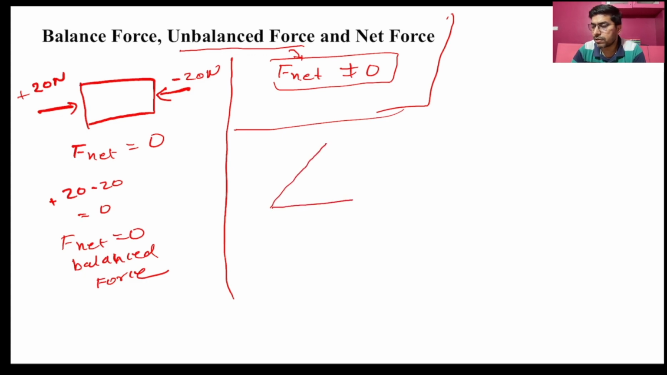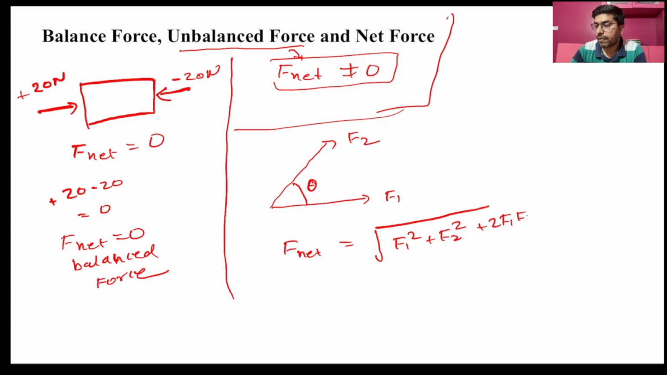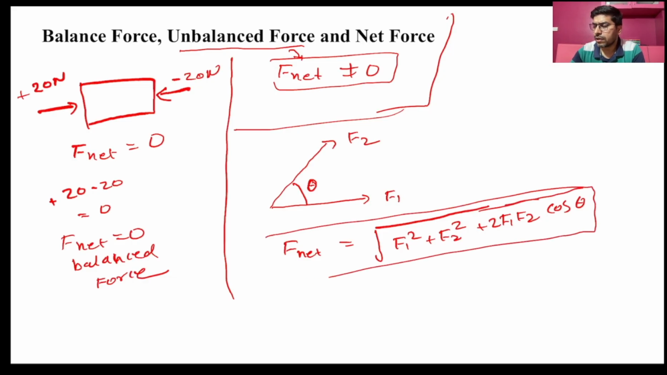Suppose two forces, F1 and F2, are working at angle theta with each other. The net resultant we can find by applying the vector sum formula: the square root of F1 square plus F2 square plus 2 F1 F2 cos theta. This will be the net resultant of these two forces.